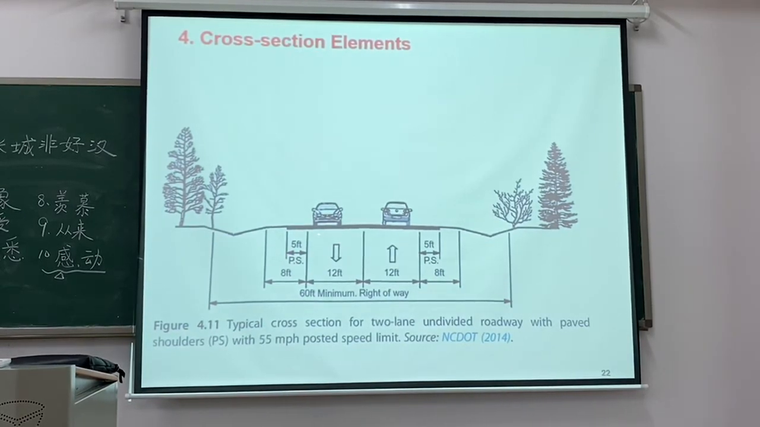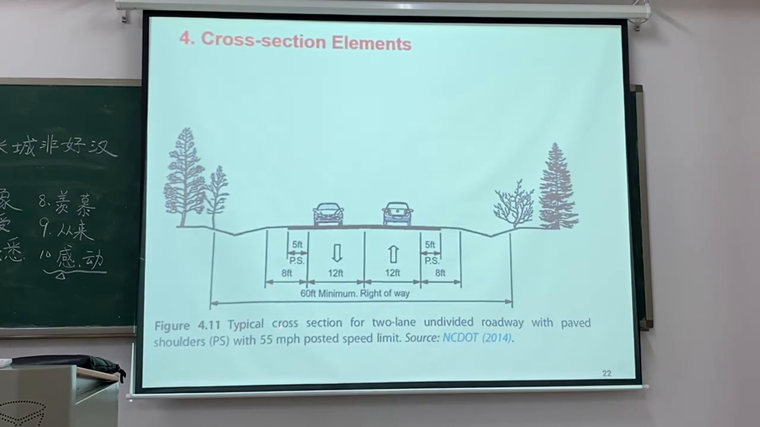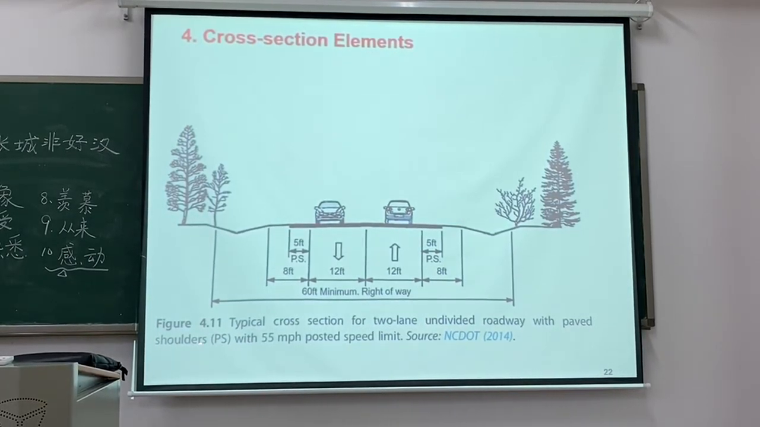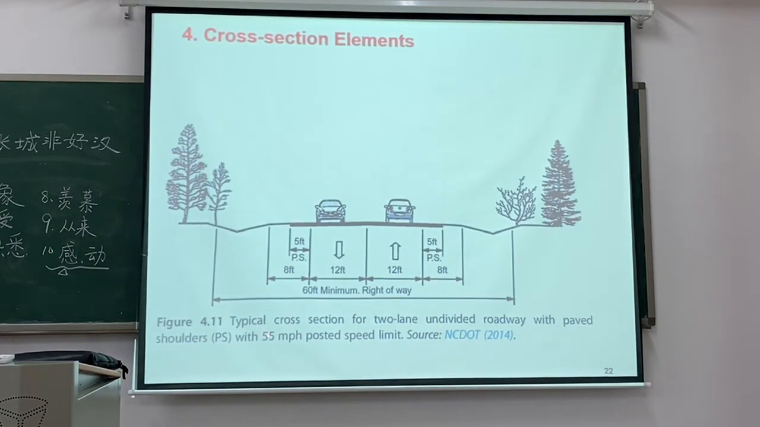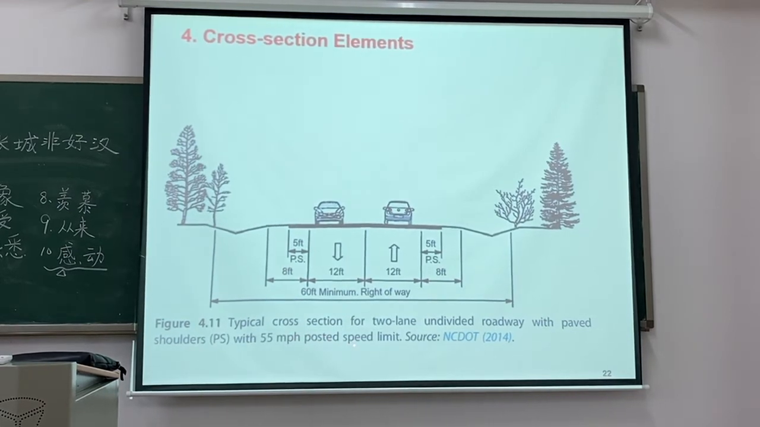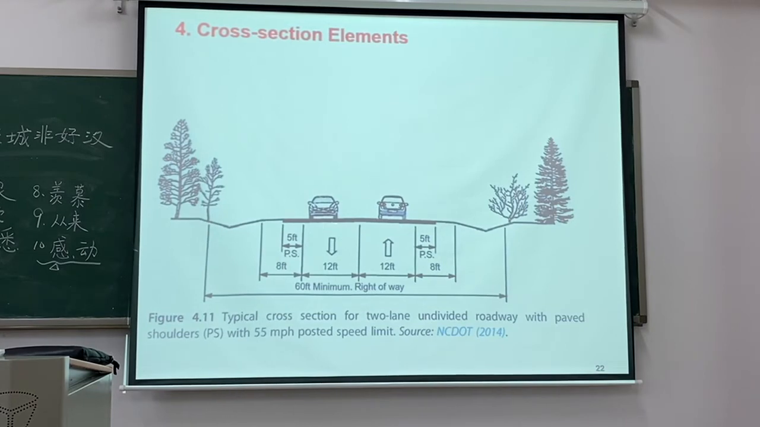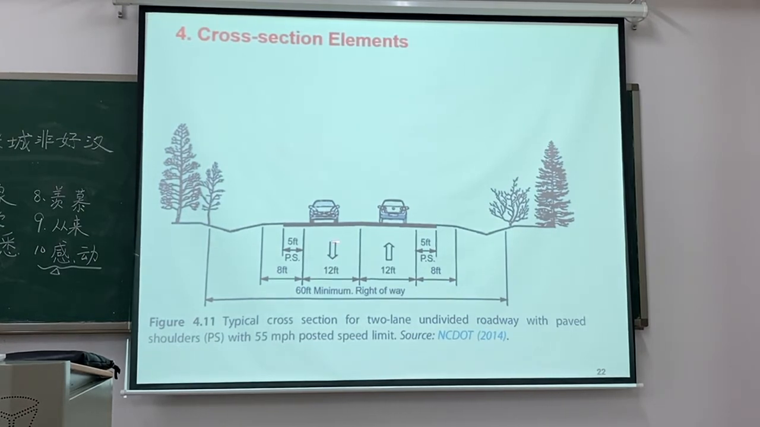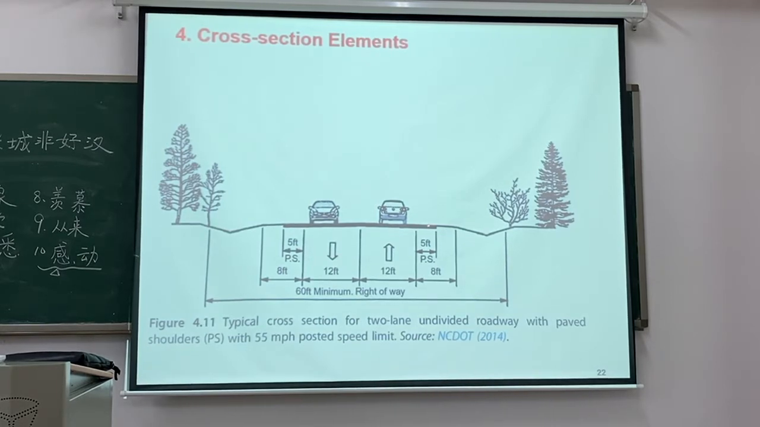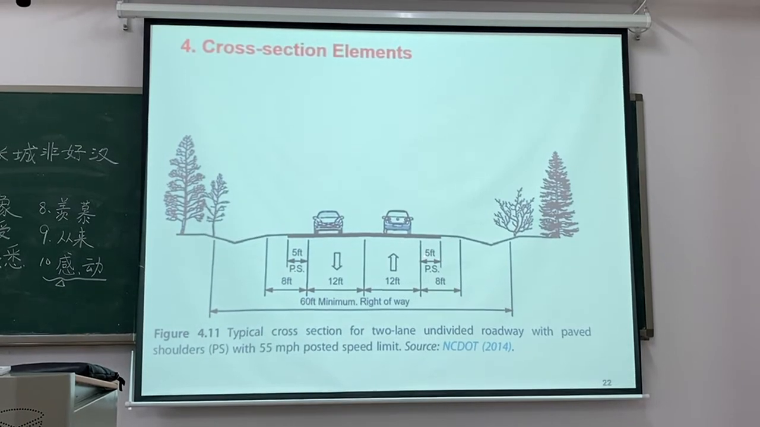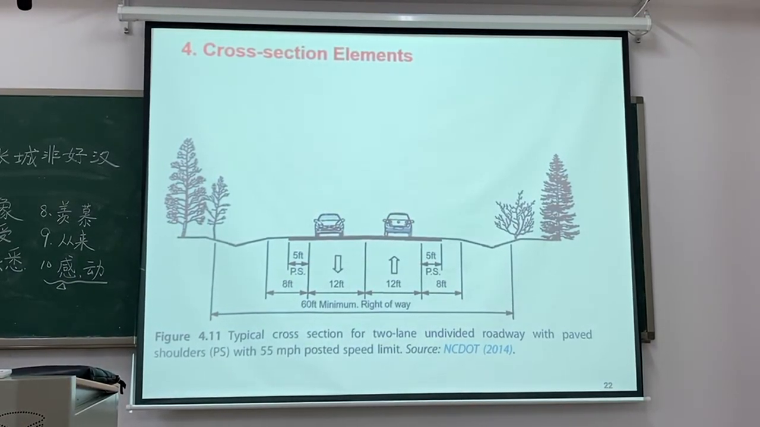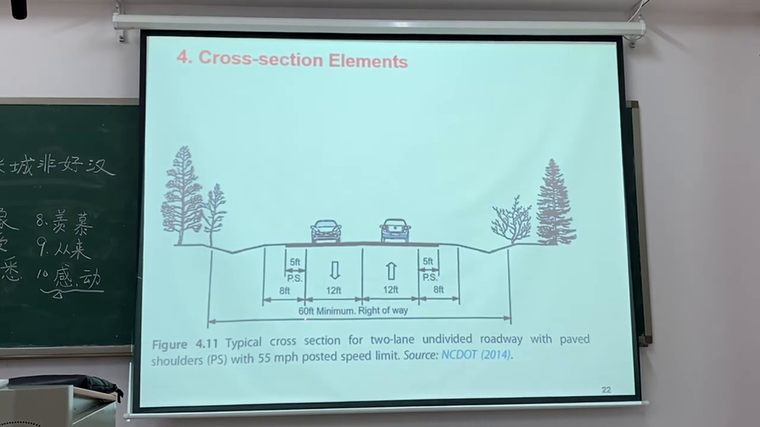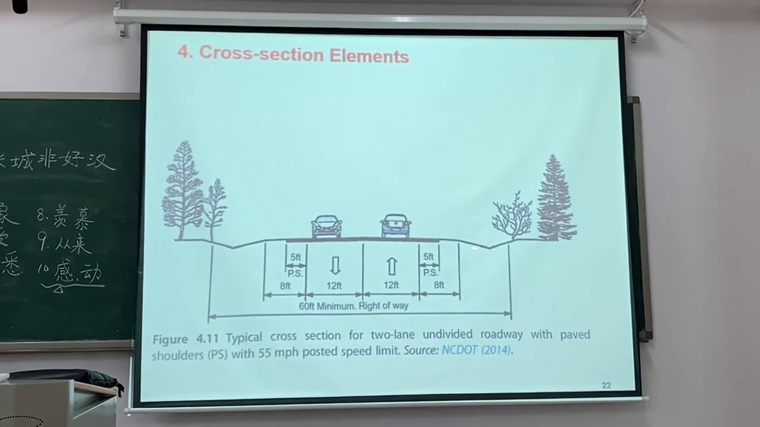This picture shows the typical cross section for a two-lane undivided roadway with paved shoulders with a 55 mph posted speed limit. The width of each lane is 12 feet. The paved shoulders are 5 feet. And the right of way of the road is a minimum of 60 feet.